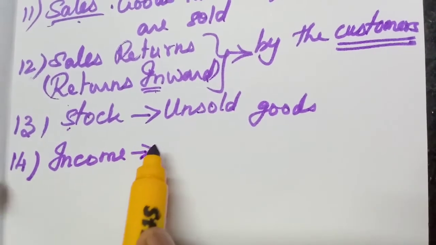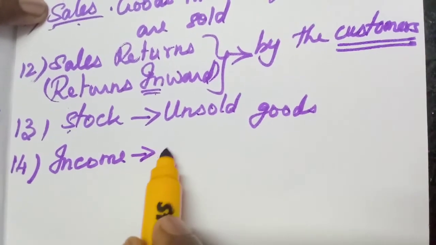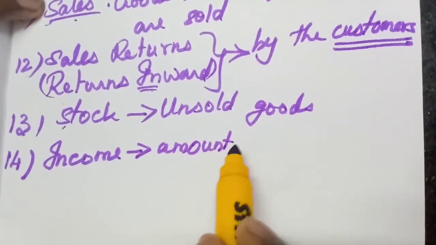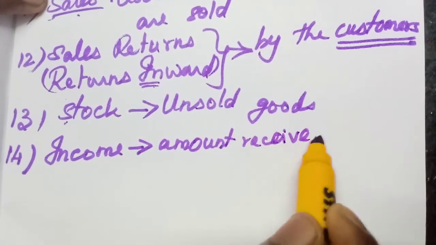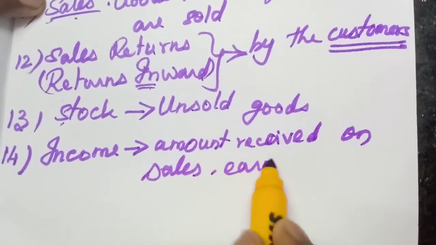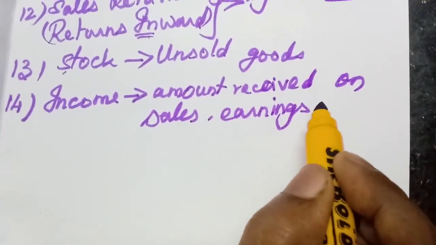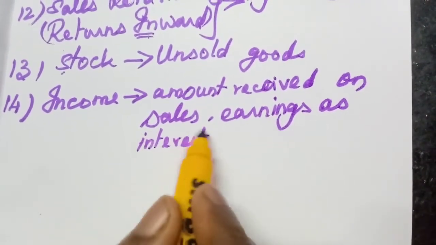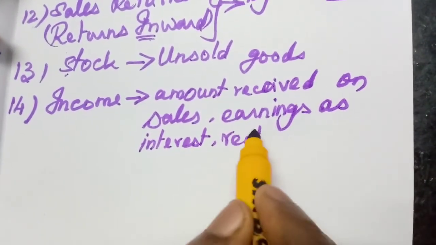Then the next one, income. Income means, when we sell some goods, what do we receive? We receive some amount, isn't it? Amount received on sales, or some other earnings. If we give some amount as investment, we will receive interest from that. Or if we hire out a building for rent, we will receive rent. Like that, we may receive some income.